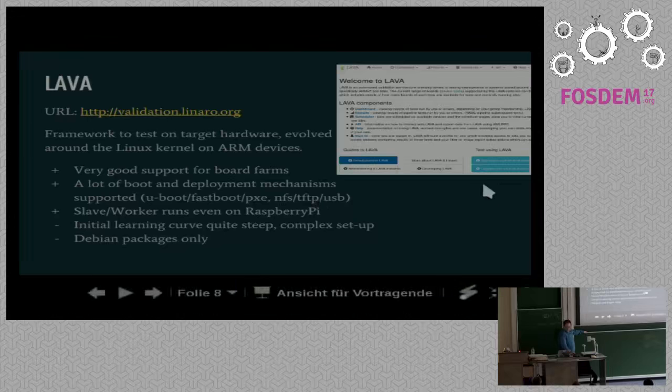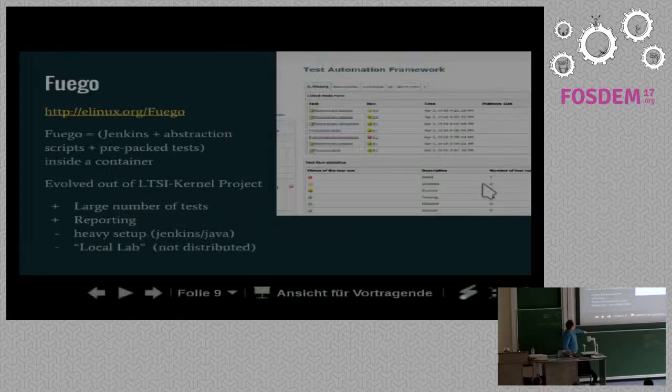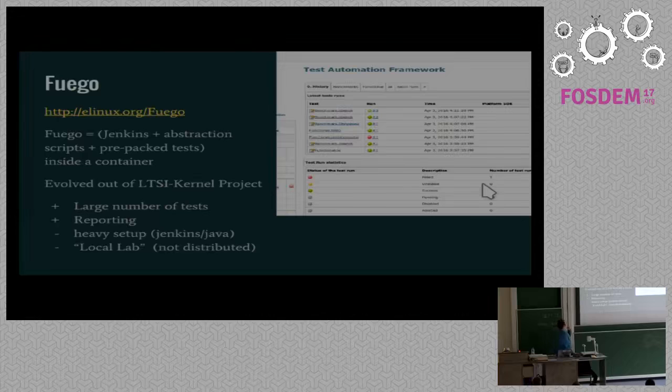So, in contrast, what is Fuego? Fuego evolved out of the JTA project. The LTSI guys set up this project, JTA, Jenkins Test Automation. So, Jenkins is involved. We basically have a full Jenkins at hand, and Fuego is basically a Jenkins pre-packaged with abstraction scripts and a battery of tests. And all of this inside a container.